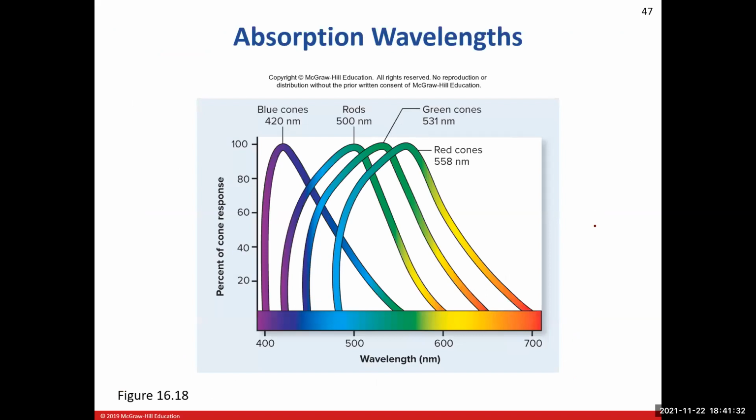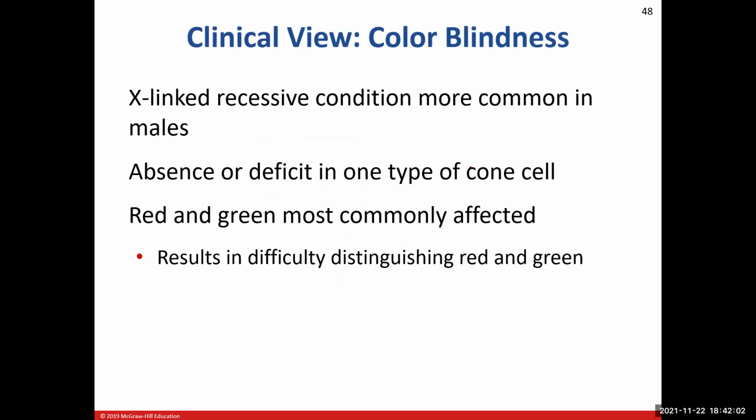If you look at this picture, you'll notice blue cones have a significantly shorter wavelength, 420 nanometers, compared to green cones and red cones. So what type of photopigment is present in that photoreceptor will determine the color when we're dealing with our cones. That brings us to our first clinical view today, which is color blindness.